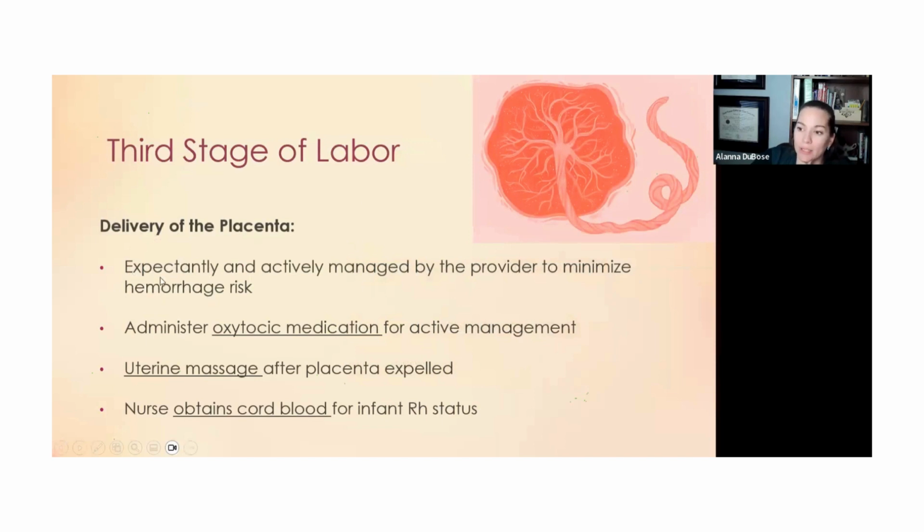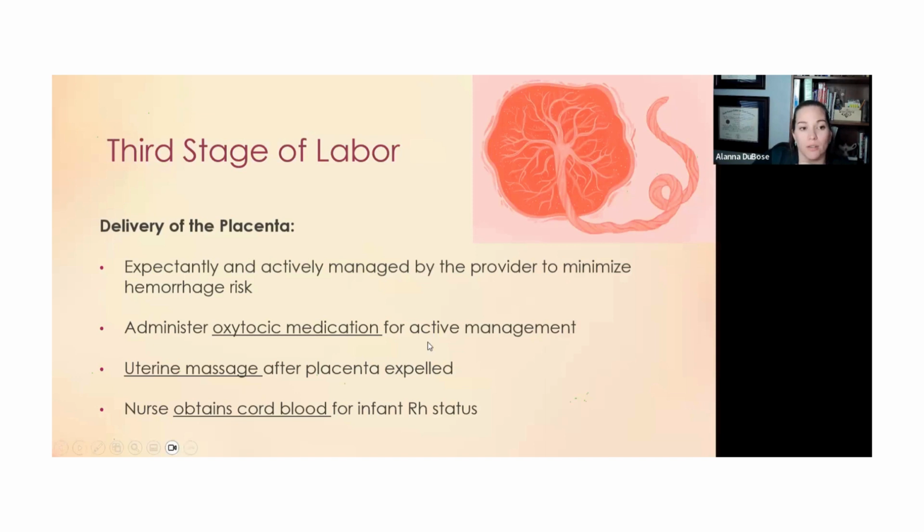We use the term expectant management. So it's expectantly and actively managed because we expect there to be possible issues with bleeding. So we want to do what we can to minimize that risk. We do that by administering oxytocin. We talked about how we give oxytocin for induction, but then we give it in much bigger doses postpartum, and that helps contract the uterus down nice and tight.